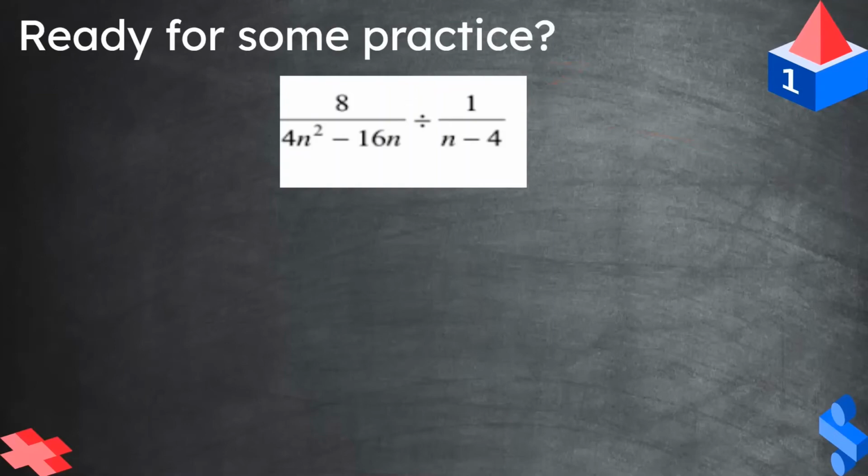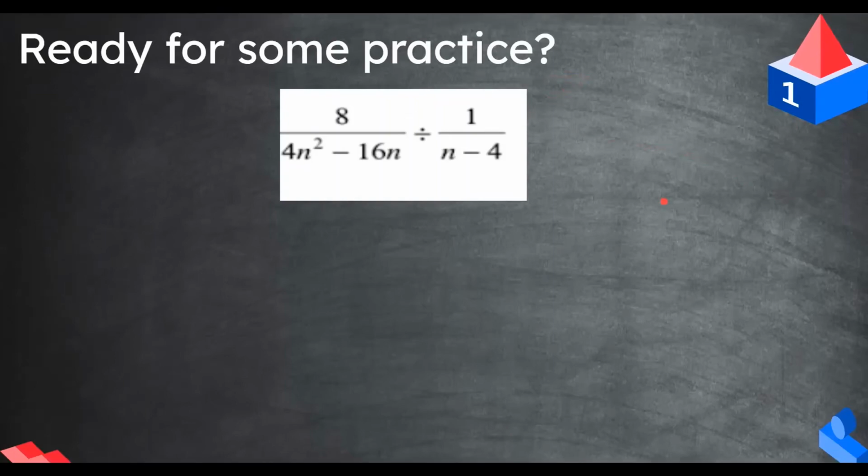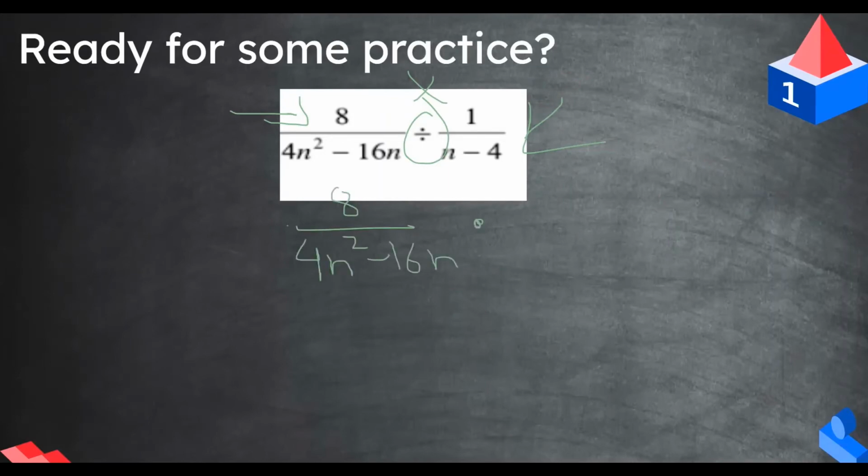Alright, so I'm going to go over this question. What we are supposed to do is keep, change, flip. We keep our dividend, change our sign to multiplication, and then flip the divisor. So my denominator comes to the top and my top goes to the bottom. I can write the 1 there, or I can just not do it.